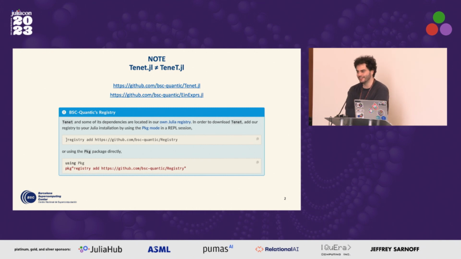getting registered in the general registry of Julia is like a speed race. There is already another library called Tenet in the general registry, but ours is not that one. So we have our own registry. If you want to use this or any other related libraries, please just use our registry. Don't worry, I can pass the slides later.